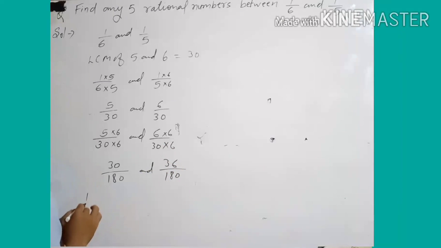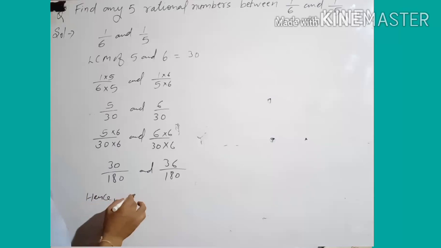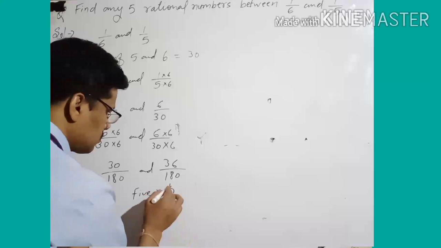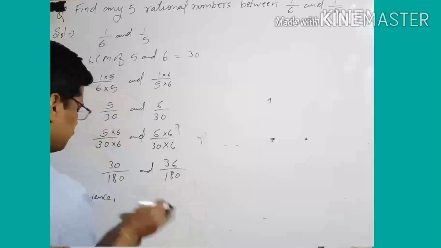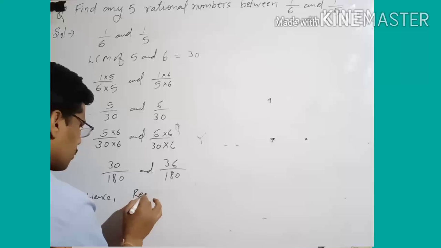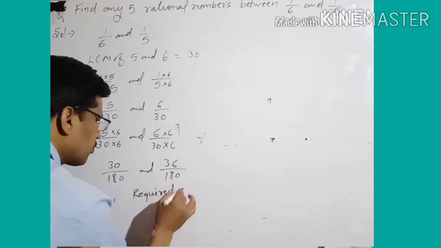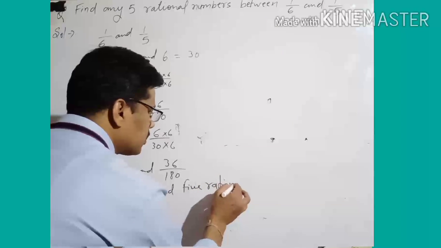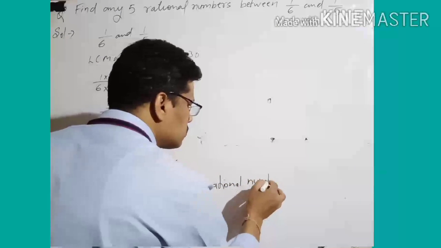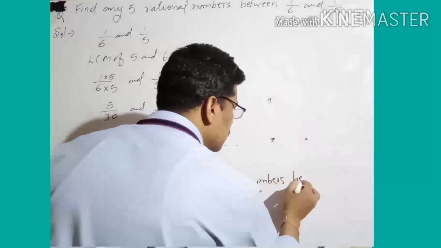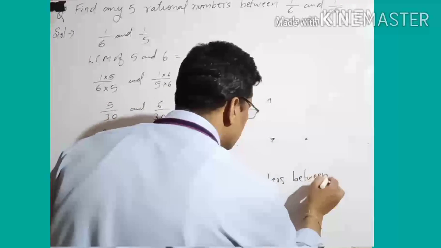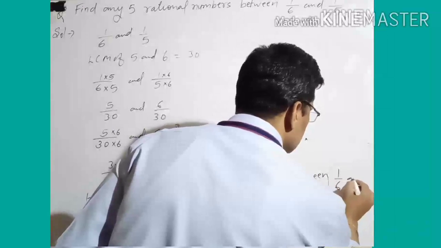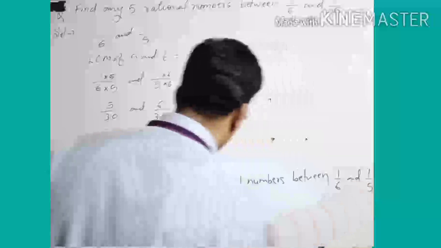So we can write here, hence, the required 5 rational numbers between which numbers? Between 1 upon 6 and 1 upon 5.